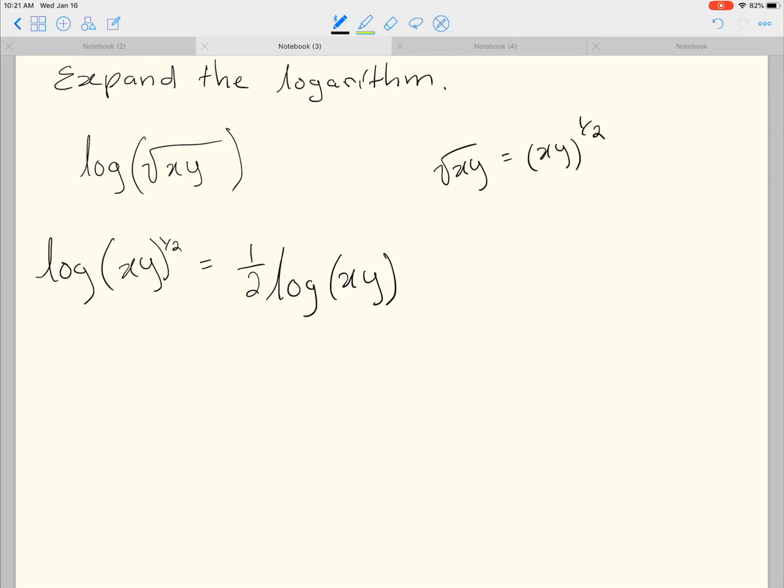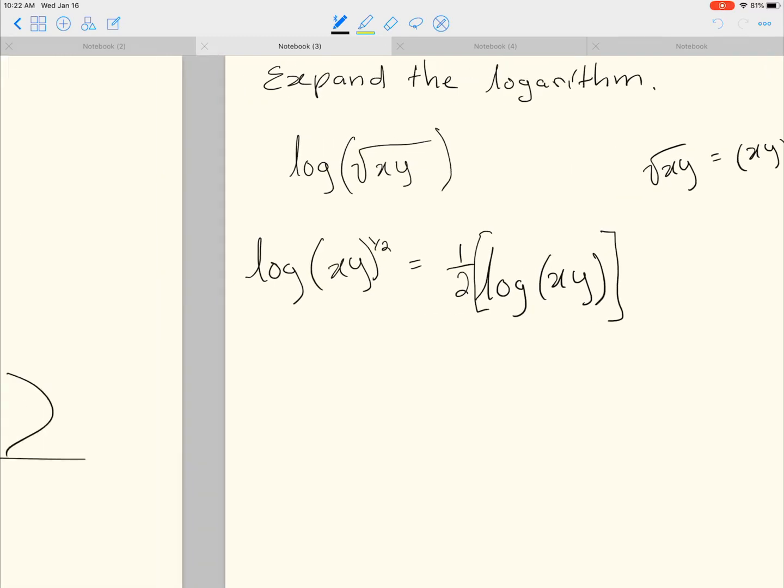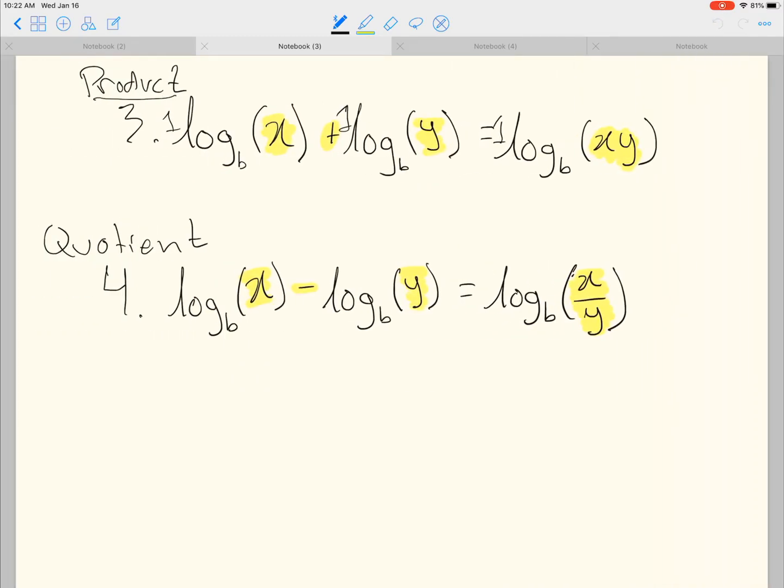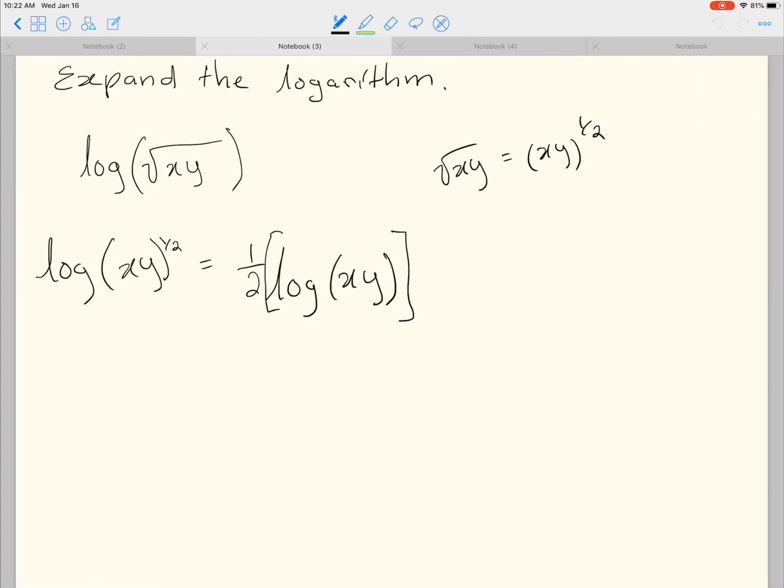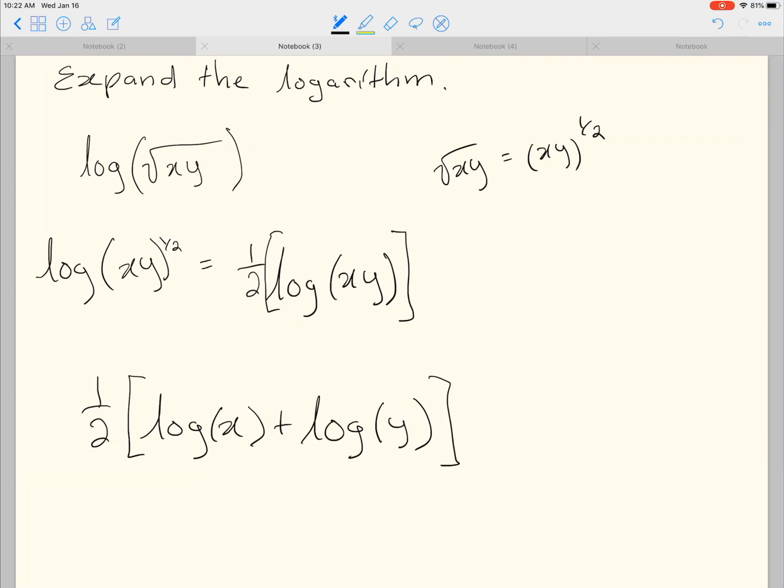Then the last step we're going to do is turn this part right here. We're going to use the product rule on that one, number 3, and it will look like this. So the 1/2 stays on the outside, and then on the inside we have log of x plus log of y. And that's how you expand a logarithm.